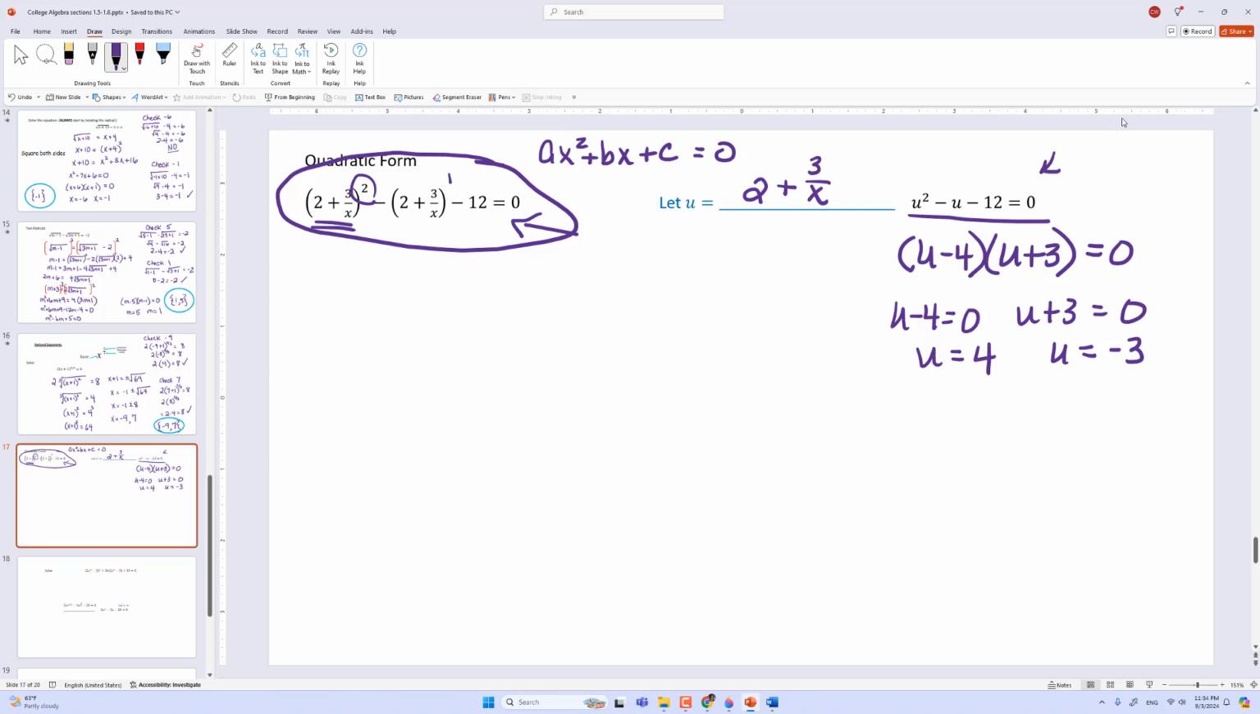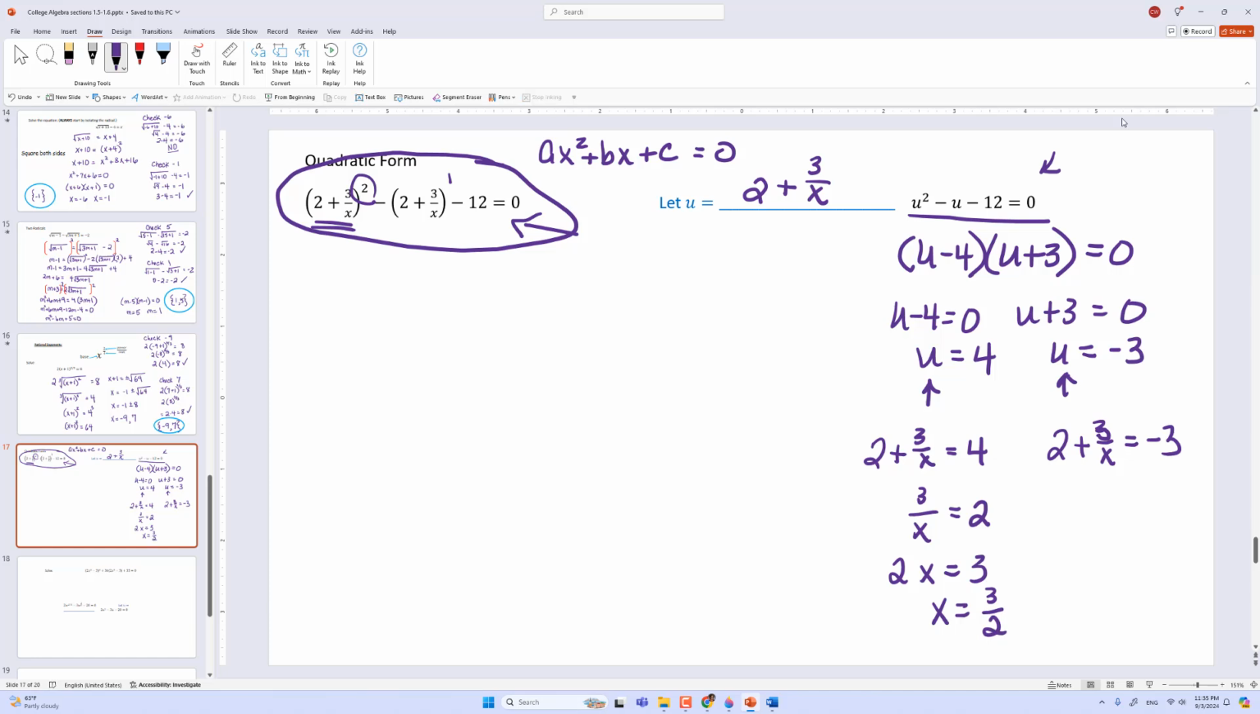Well, that's still simple because I know that u is 2 plus 3 over x. So now I can just stick it back in for u. So I'll call u by its actual name, which is 2 plus 3 over x. That is 4, or u is negative 3, so 2 plus 3 over x is negative 3. So I'm just now giving u back its old name, and now I can solve for x more easily. Subtract 2 on both sides, and you've got 3 over x is equal to 2. And then you can kind of cross multiply and get 2x equals 3. So x equals 3 halves is that solution.